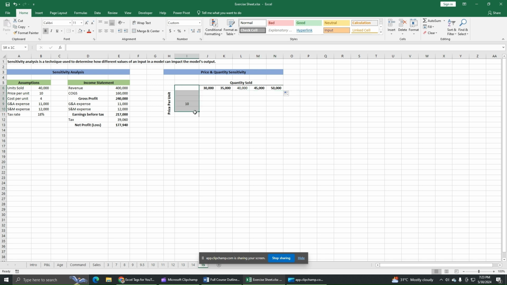Now, let's change the price by 1 and let's increase the price by 1. So here the price will be this one minus 1, so 9. I'm dragging the formula up to this, and here it will be 10 plus 1. I'm dragging across this.